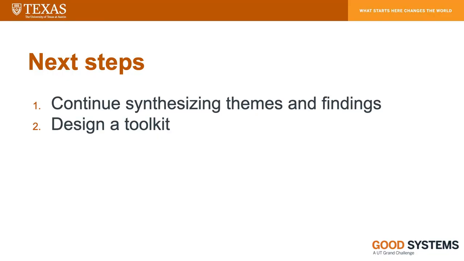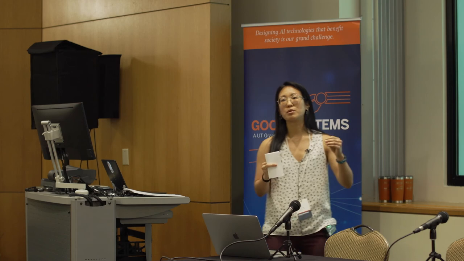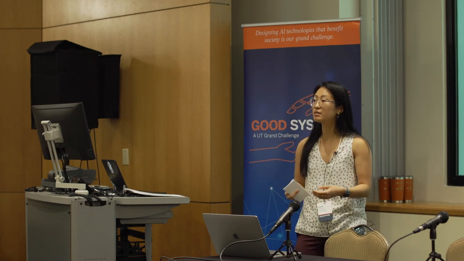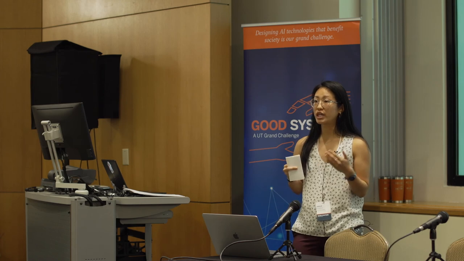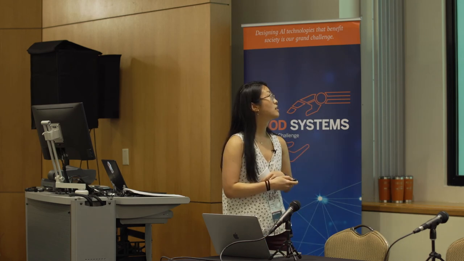So our next steps are we're continuing to synthesize these themes and these findings for the development of an AI toolkit. And we really see this as being something that goes beyond just the city of Austin, but something that's really applicable to other state and local governments who are struggling with similar issues of how can we build and use equitable and responsible technologies.